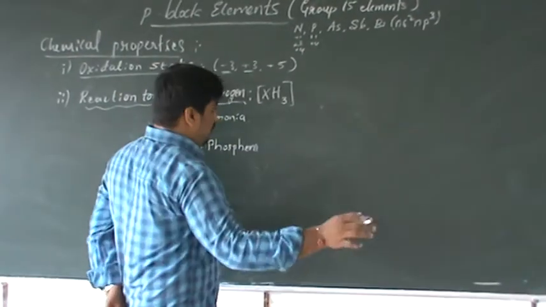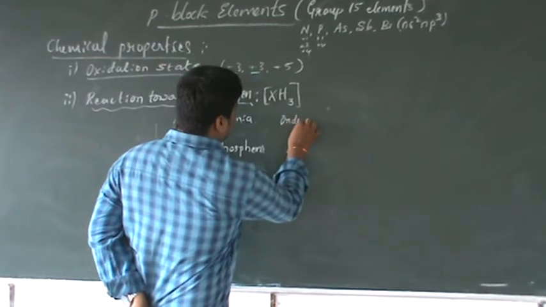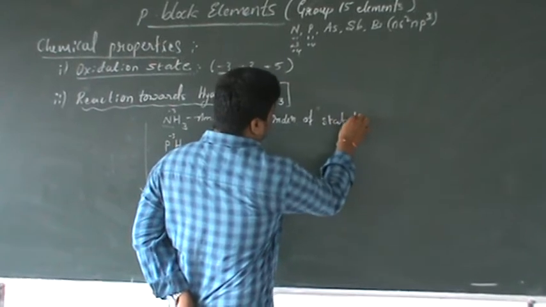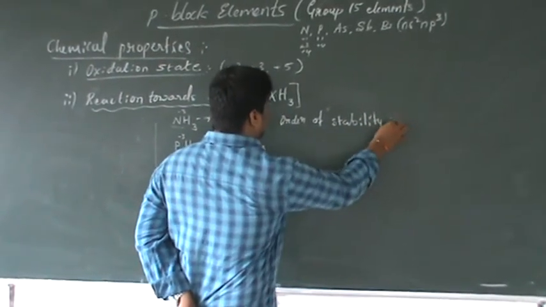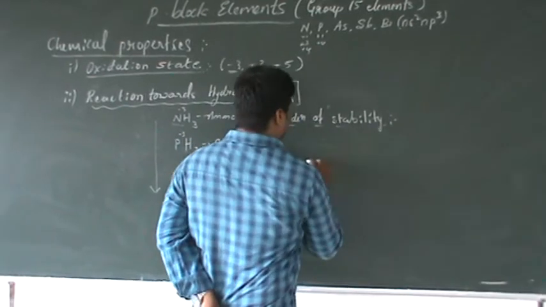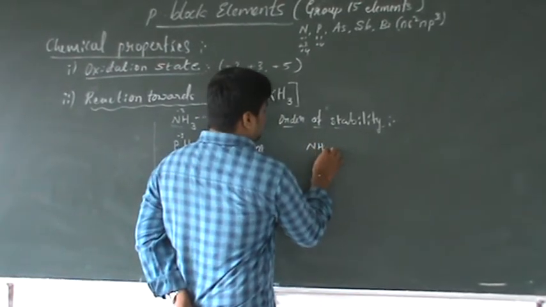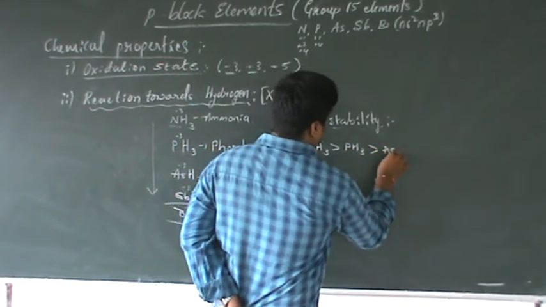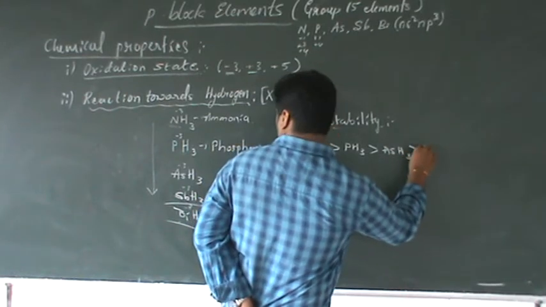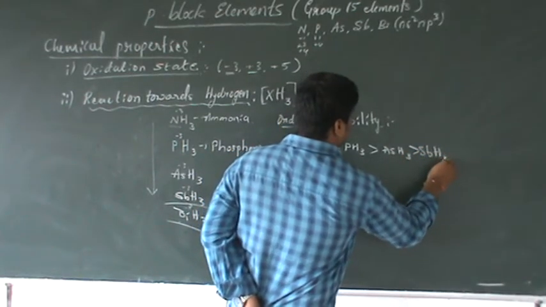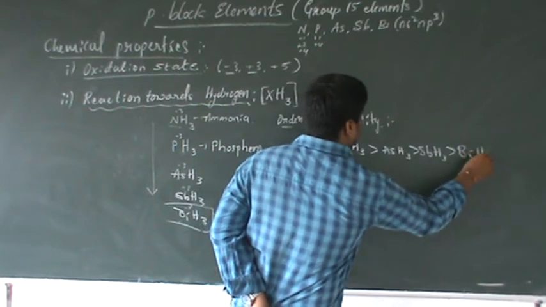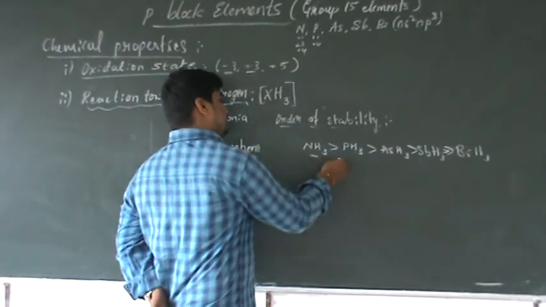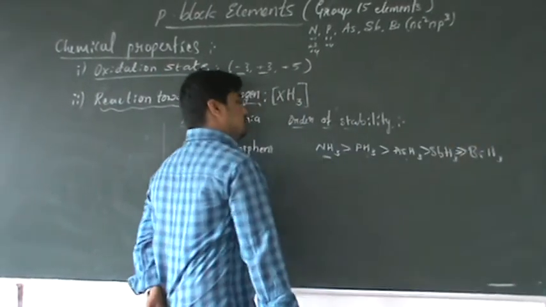I am just giving the order. Okay, very important for a competitive exam. Order of stability of what? Stability of hydrides. The order of stability of the hydrides is: nitrogen hydride, that is ammonia, next is phosphine, next arsenic hydride, next antimony hydride, next bismuth hydride. Bismuth hydride does not exist. Okay, this is the stability. Ammonia is highly stable, and the stability decreases down the group.